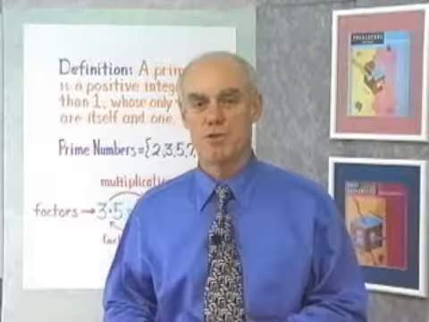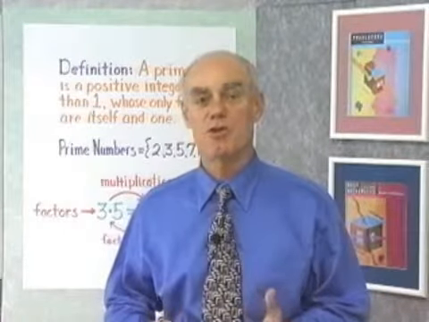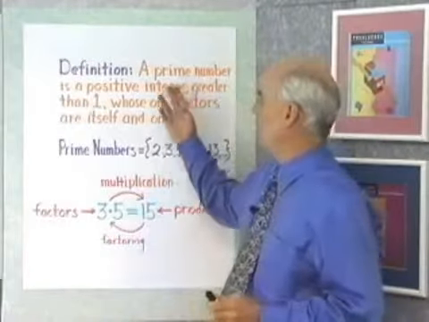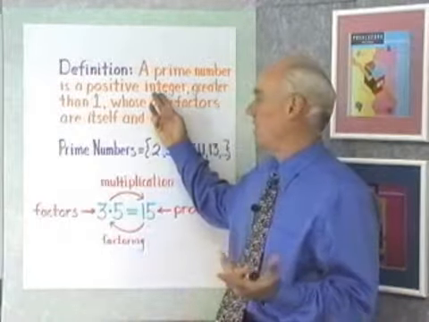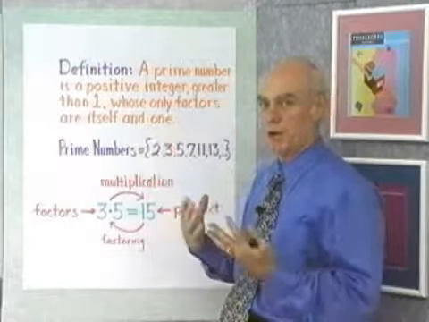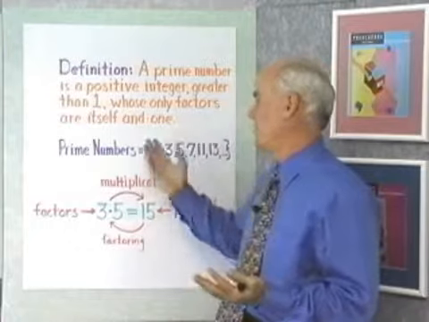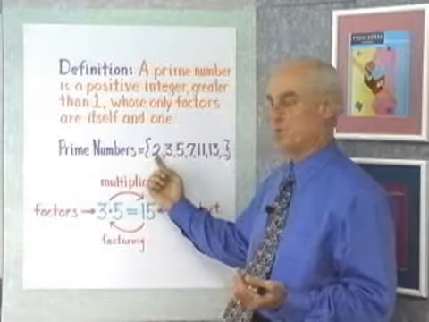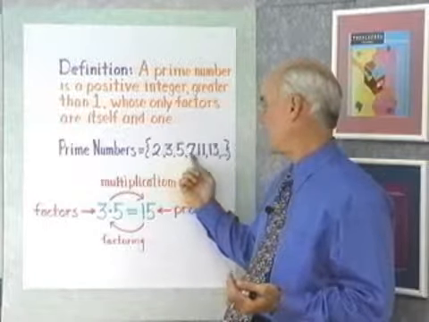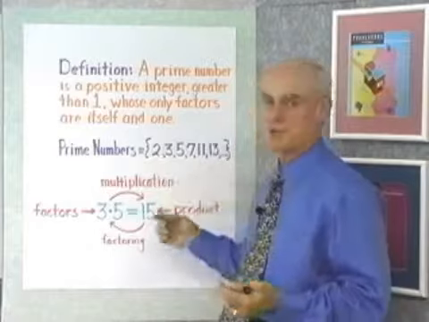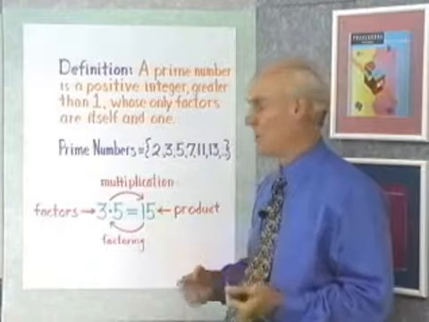Next, we want to look at reducing fractions to lowest terms, and in order to do that, we need a definition for what are called prime numbers. A prime number is a positive integer, that is a positive number, greater than 1, whose only factors are itself and 1. So a whole number greater than 1, whose only factors are itself and 1. The prime numbers are the set of numbers 2, 3, 5, 7, 11, 13, and so on. All the numbers that have divisors of just themselves and 1 and no others.